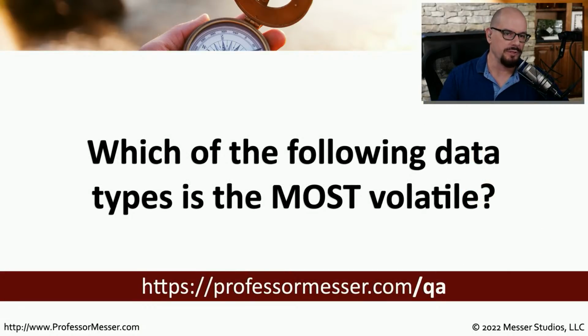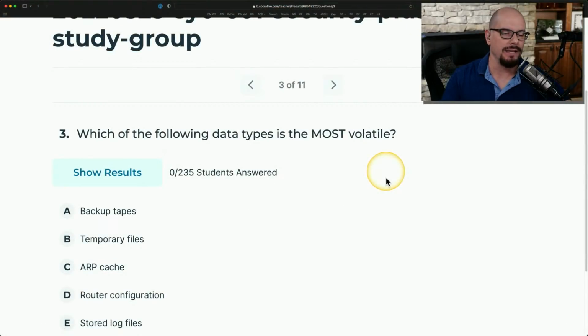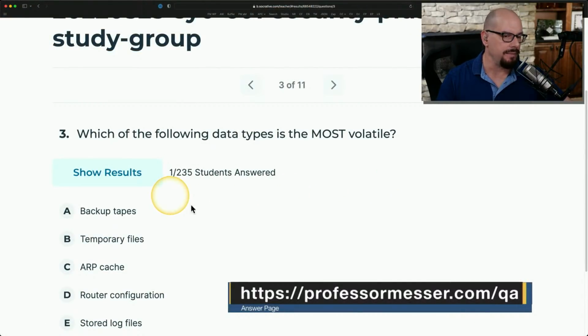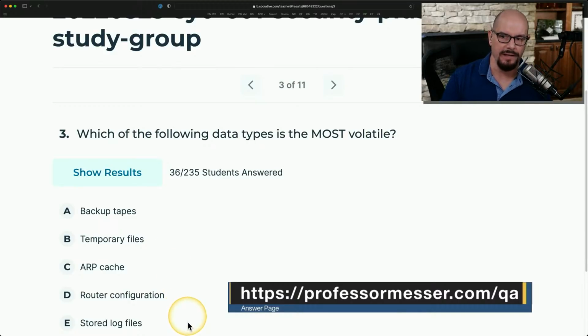And this multiple choice-based question asks, which of the following data types is the most volatile? Is it backup tapes, temporary files, ARP cache, router configuration, or stored log files? Which of the following data types is most volatile? Is it backup tapes, temporary files, ARP cache, router configuration, stored log files?